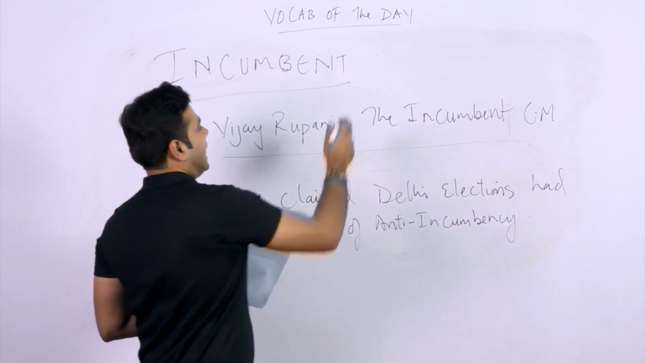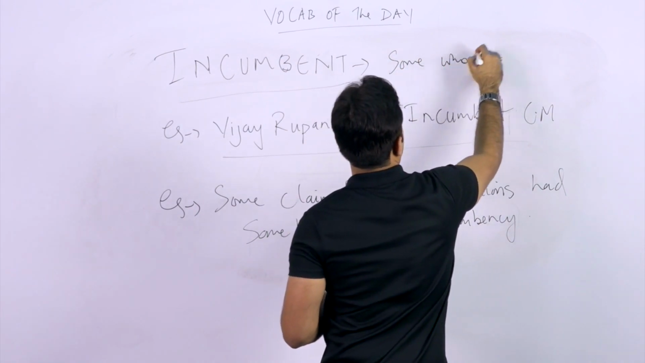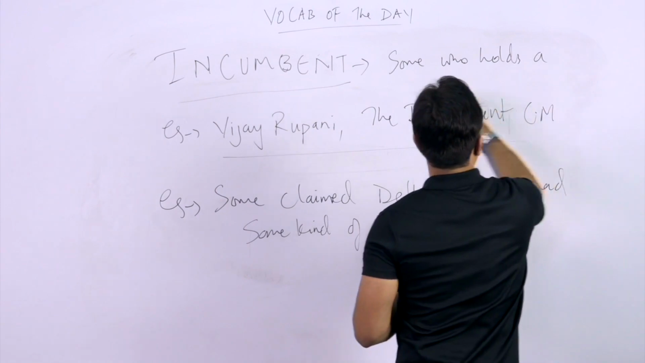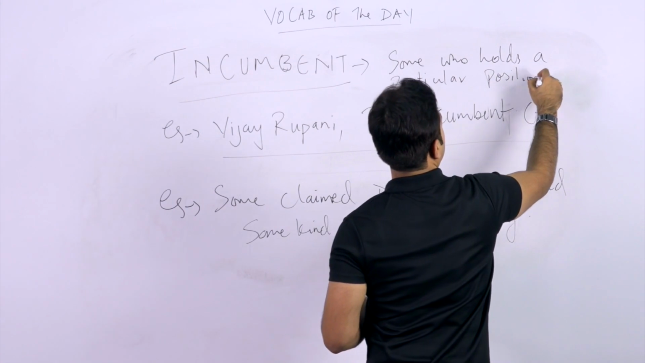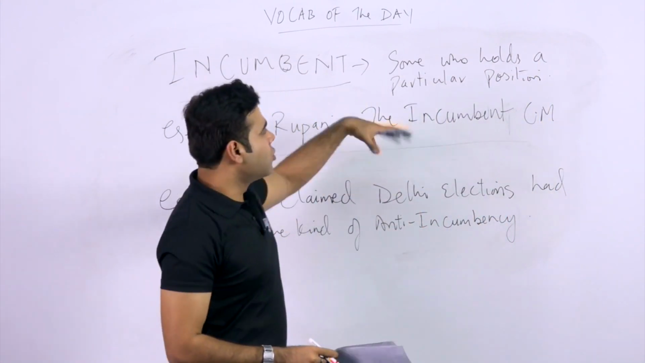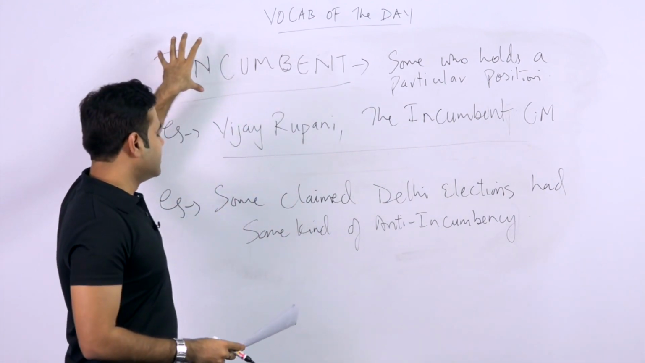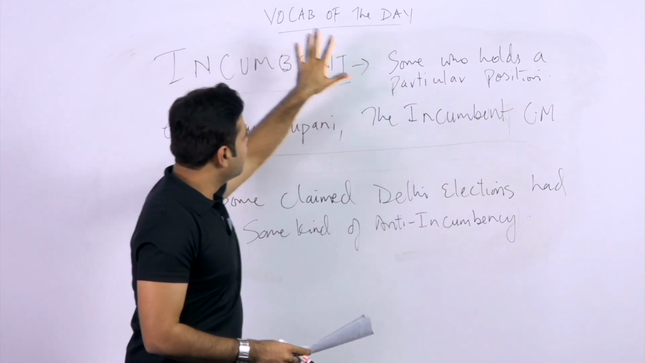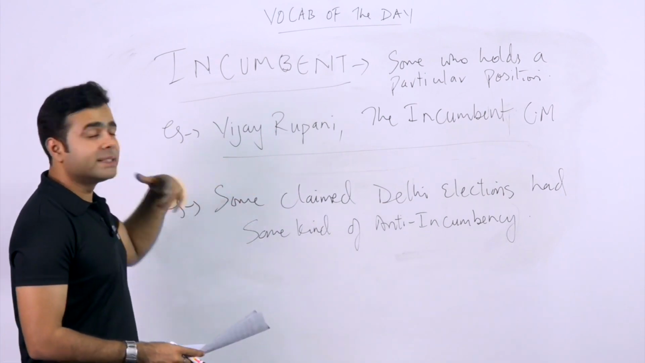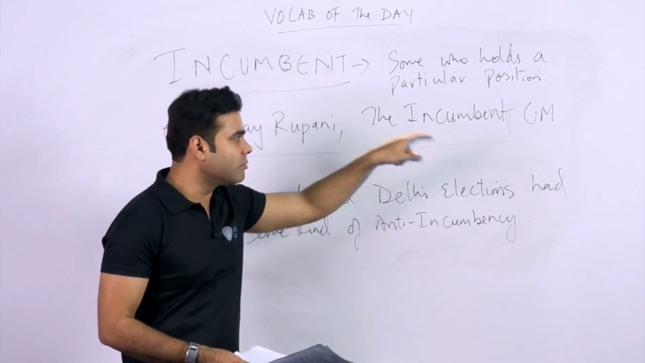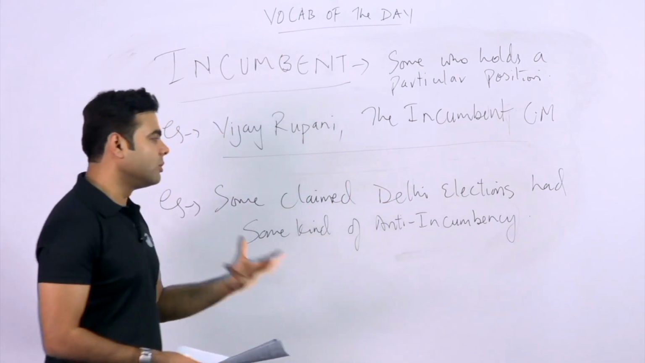What is incumbency? Actually, incumbent means someone who holds a particular position at that moment of time. I am writing this much: someone who holds a particular position at that moment of time. This condition is described with the word incumbent. So I hope everyone has understood the meaning of incumbent. What is the sentence from The Hindu newspaper? Vijay Rupani, the incumbent CM. I hope you are getting the meaning. And what I have used: some claimed Delhi elections had some kind of anti-incumbency.